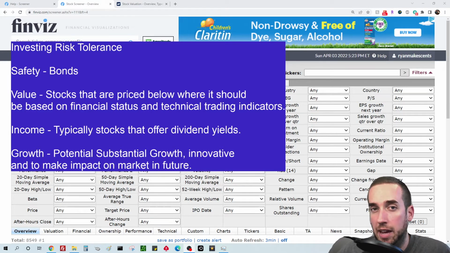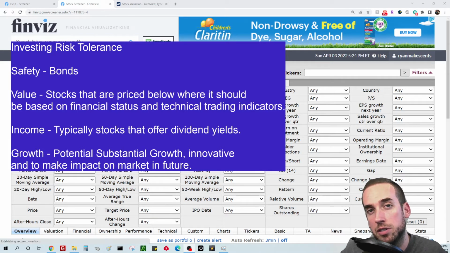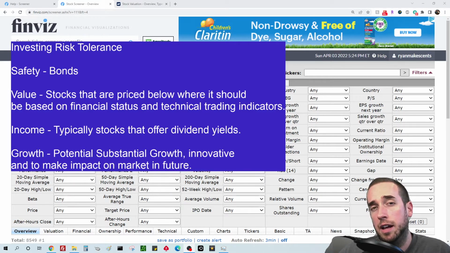Value stocks, those can be great finds. For example, buying Wells Fargo back when it was $21 and now it's like 42, 52. That was a great value find. There are also value traps, which we can discuss later.